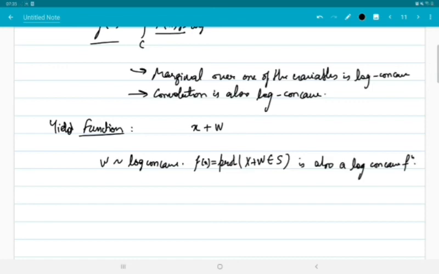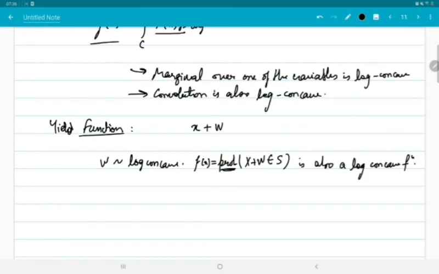One way to see this is that the probability values we are interested in calculating can be calculated by integrating over the distribution, and this integration operation preserves log convexity or log concavity. So we are integrating over the distribution of w, and if it is log concave, then this function is also log concave.